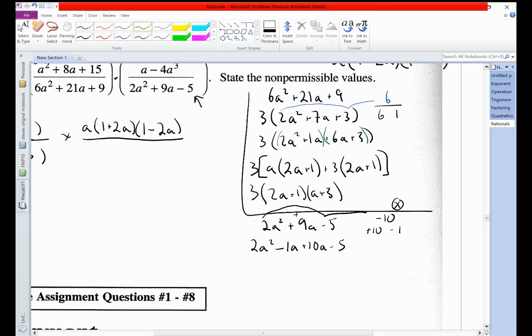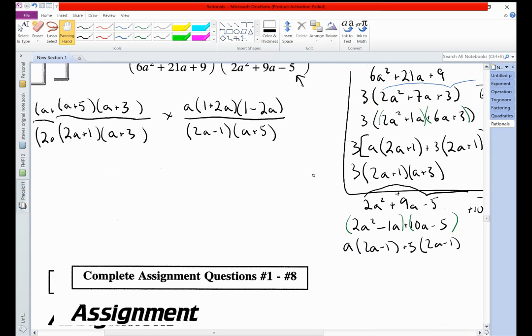We can factor by grouping. So in the first one, I can pull an a out, and I'm left with 2a minus 1. And in the second one, I can pull out a positive 5, and I'm left with 2a minus 1. So my answer is going to be 2a minus 1 and a plus 5. Perfect.